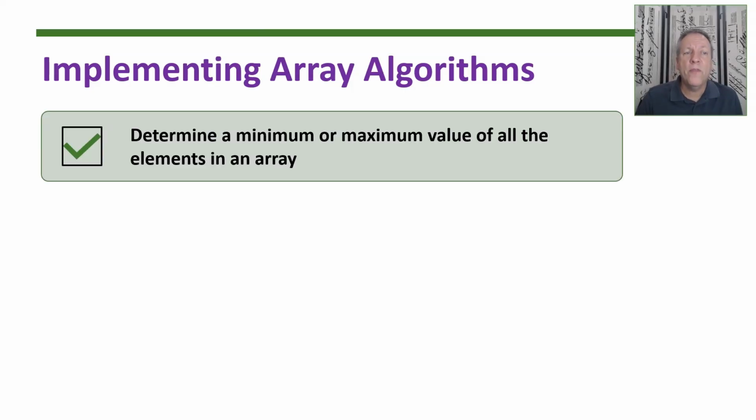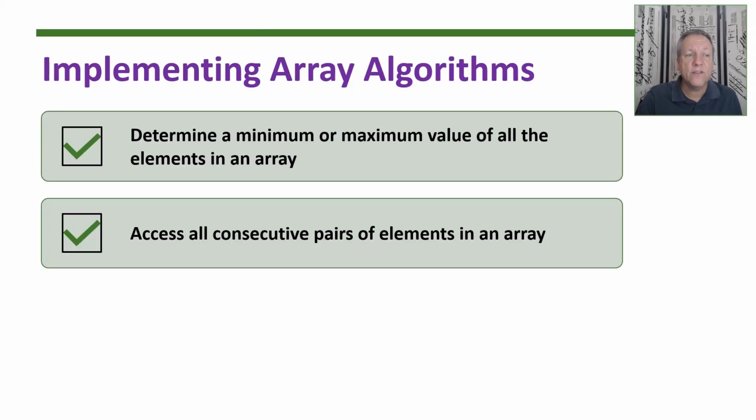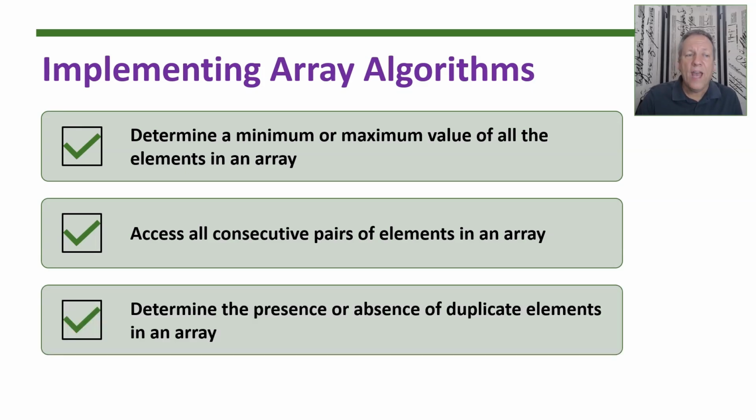First, determine the minimum or maximum value of all the elements in an array. Next, access all consecutive pairs of elements in an array. And finally, determine the presence or absence of duplicate elements in the array.